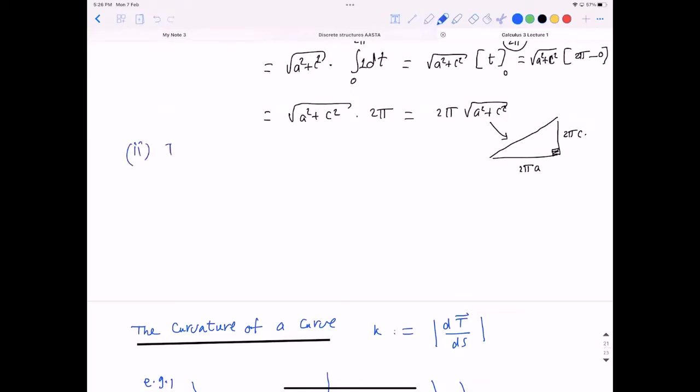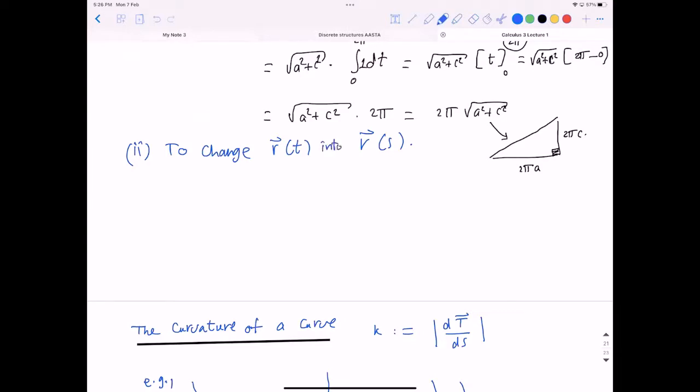Second, to change R of T into R of S. Do you hear me? Is there any problem? No, doctor, we can hear.